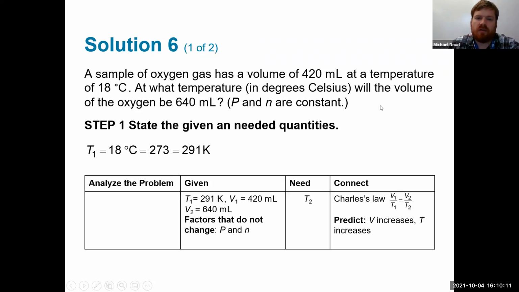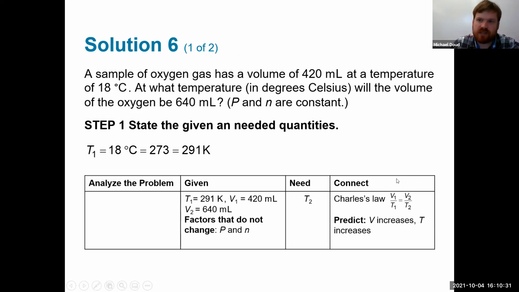Given that the pressure and amount are constant, for this one we note that we have a relationship between temperature and volume. So this should tell us that we need to use Charles's law. And Charles's law, again, is V1 over T1 equals V2 over T2.